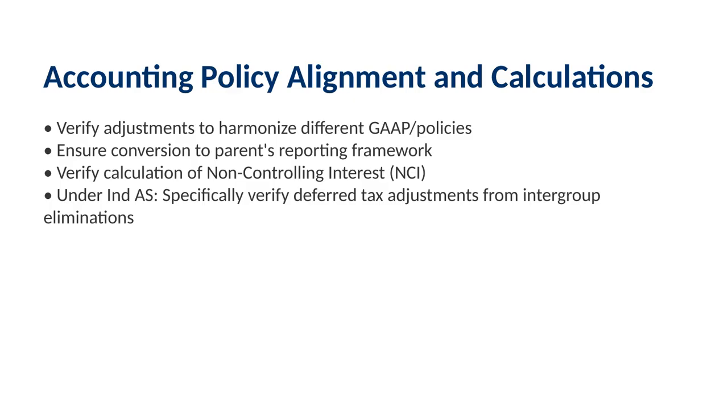You need to verify the calculation of the non-controlling interest, also known as minority interest. If the parent company maintains its accounts under Ind AS, you must specifically verify the deferred tax adjustments. These arise from temporary differences when you eliminate profits or losses from intergroup transactions.